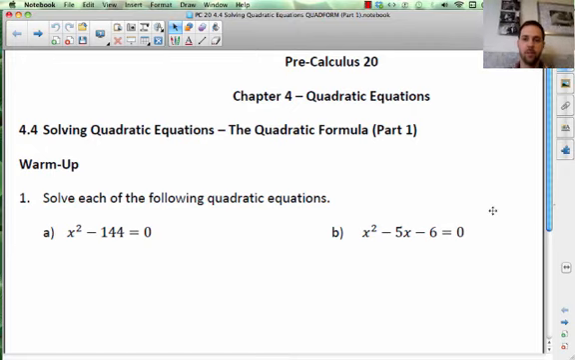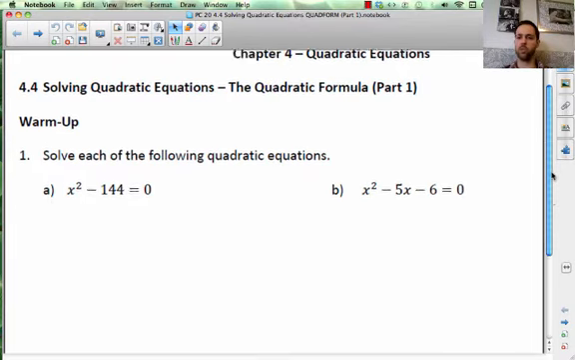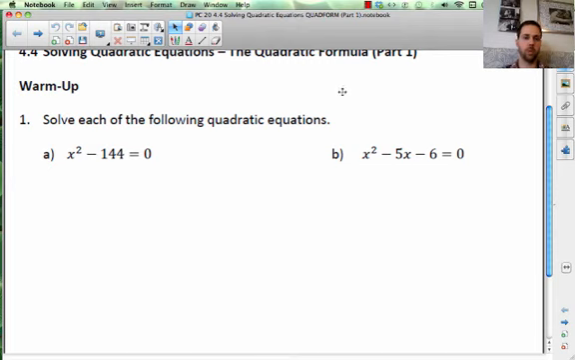Alright, so this is 4.4. Today we're solving quadratic equations using the quadratic formula. So we've done it by factoring and we've done it by completing the square. And now we're going to use the actual quadratic formula and see which method we like best.